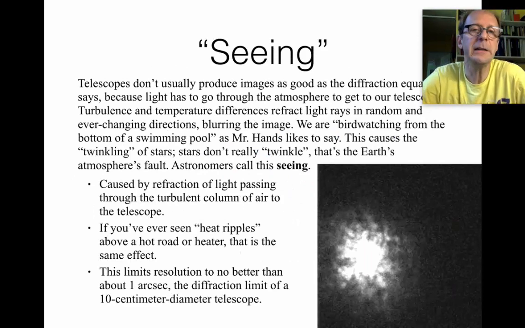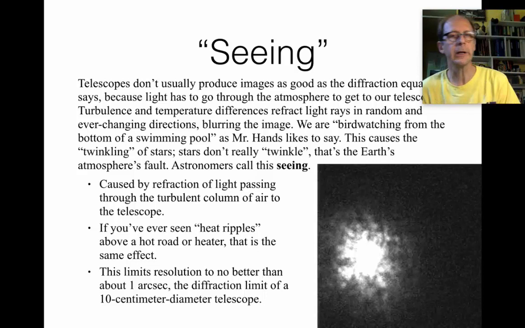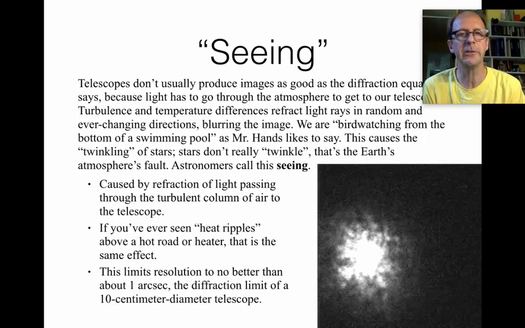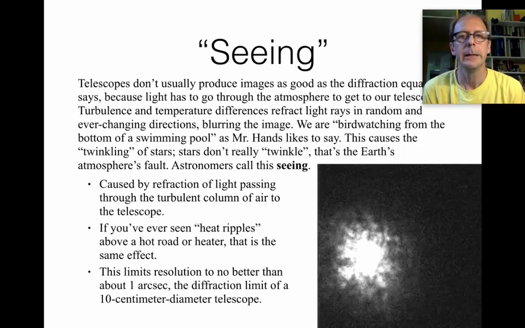Now, that preceding equation for the resolution of a telescope was ignoring turbulence in the Earth's atmosphere. And turbulence in the Earth's atmosphere is what astronomers call seeing. An analogy would be if you were in a swimming pool wearing goggles and you go under and look out at someone standing at the edge of the pool, then they're going to look all kind of shimmery.